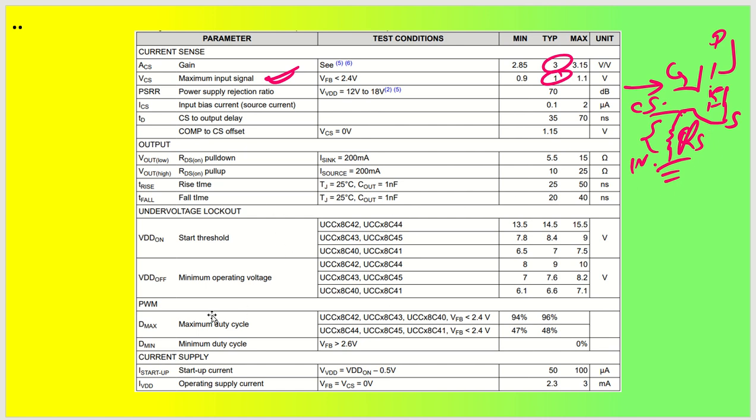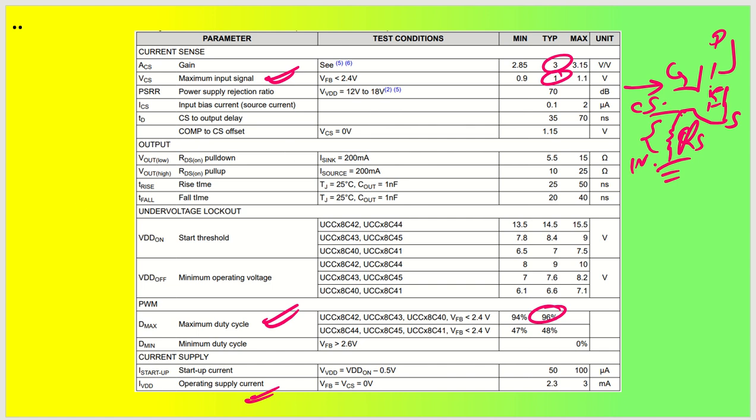Okay, all right, so these were all the things that we have seen. The maximum duty cycle that you can achieve with this particular device is around 96%, and for the other variant, the device that we are using is C44, so that will be 48%. It means less than 50%. Good, so this was all about the particular parameters, the electrical characteristics.